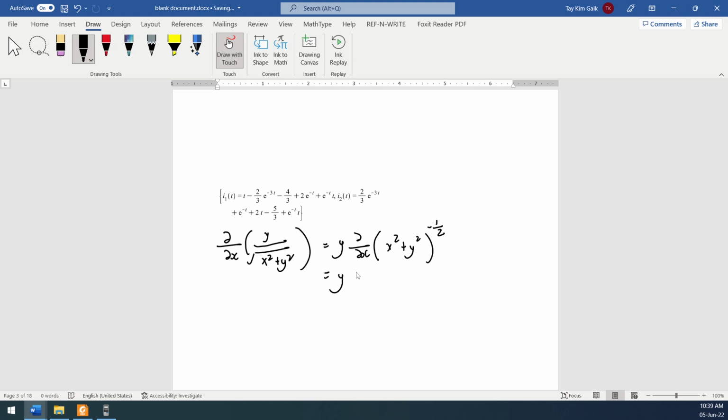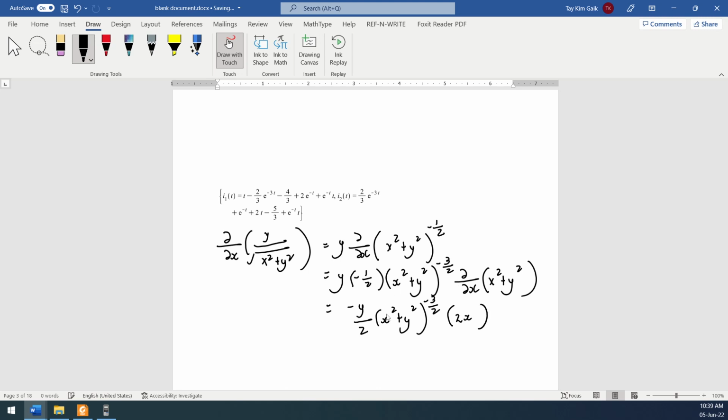For differentiation, you bring the power in front, and then x squared plus y squared. For differentiation, power minus half, you minus 1, so it's minus 3 over 2. And then you need to del x squared plus y squared. So you got negative y over 2, then x squared plus y squared to the power negative 3 over 2. Del x of x squared plus y squared, you got 2x. So the answer you have negative xy.